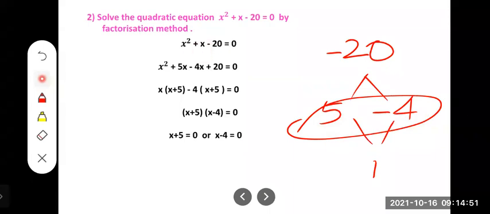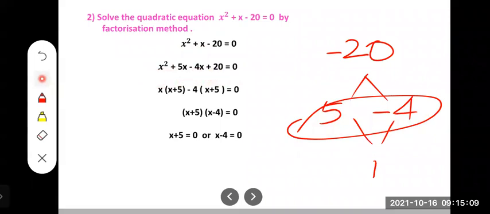So split here. x square you write, and instead of plus x, you write plus 5x minus 4x, plus 20 equal to 0. Clear, children? And what is the next step? Now we got 4 terms. Now we have to make them into 2 terms.